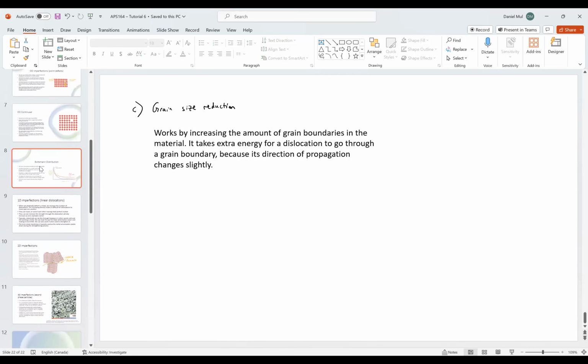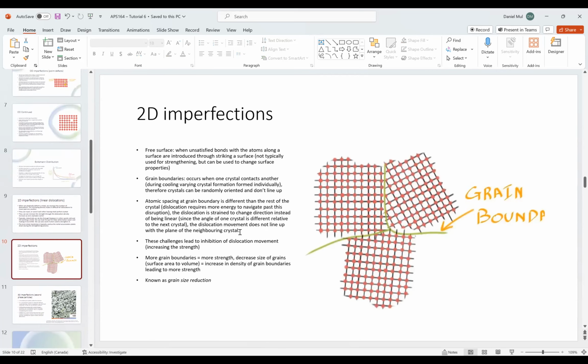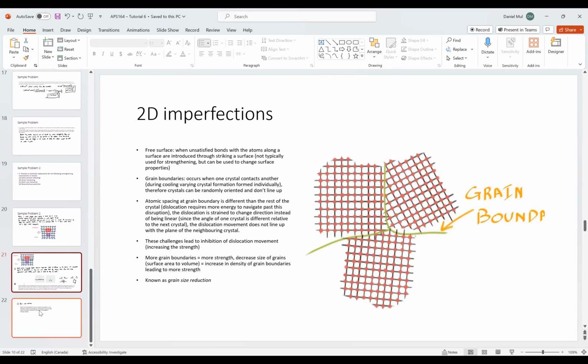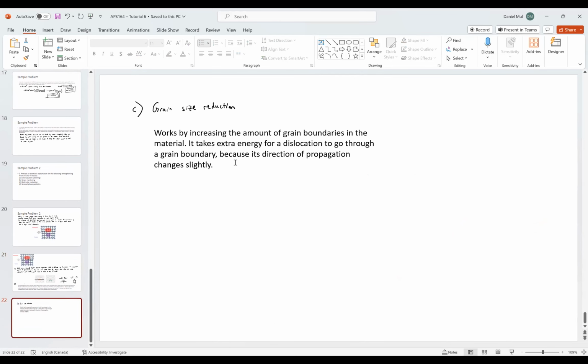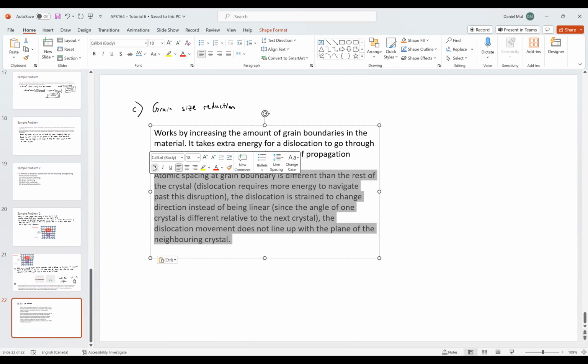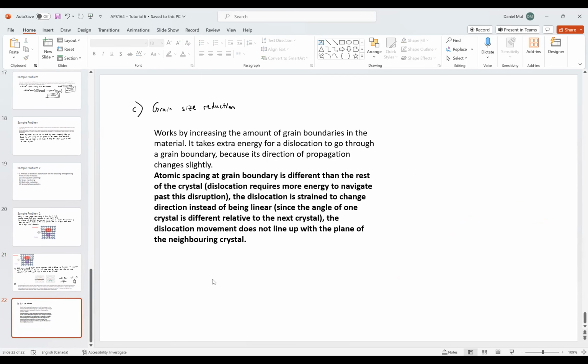So basically, when we look at this slide, these are three ways it changes that movement, and it does it all together. Consider atom spacing is different than the rest of the crystal. The dislocation is strained to change direction instead of being linear. And then the dislocation movement does not line up with the plane of the neighboring crystal. So these are your three things. And then D was our second phase.